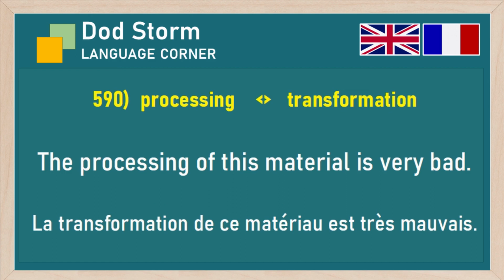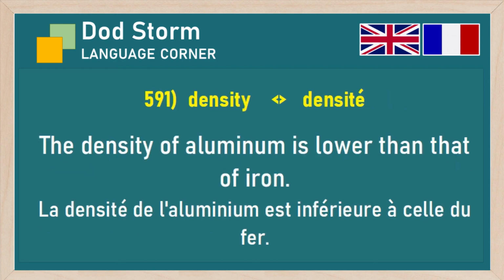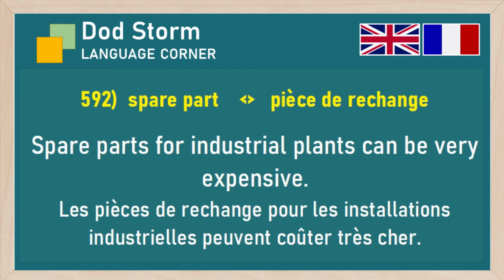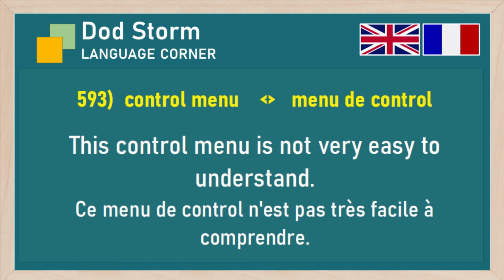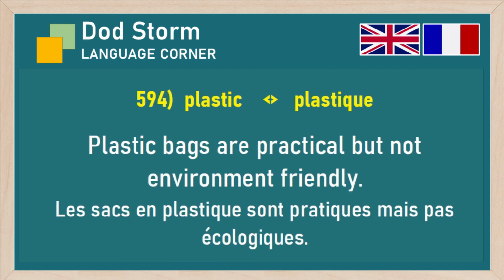The processing of this material is very bad. The density of aluminium is lower than that of iron. Spare parts for industrial plants can be very expensive. This control menu is not very easy to understand. Plastic bags are practical but not environmental friendly.